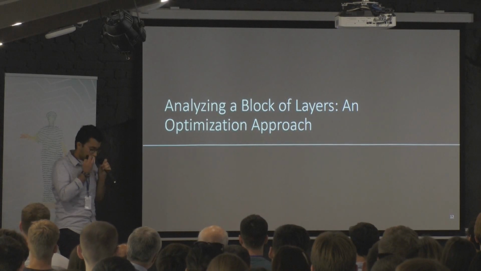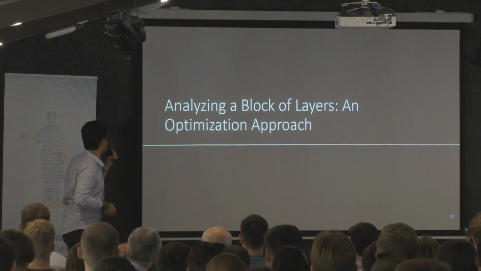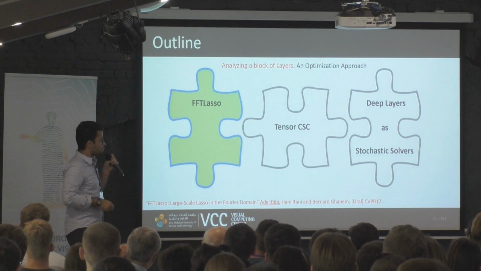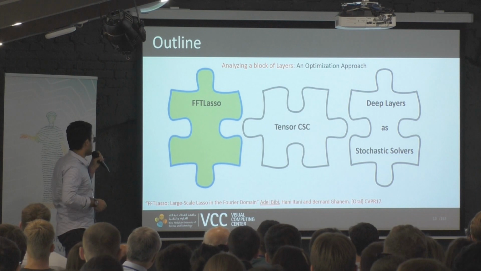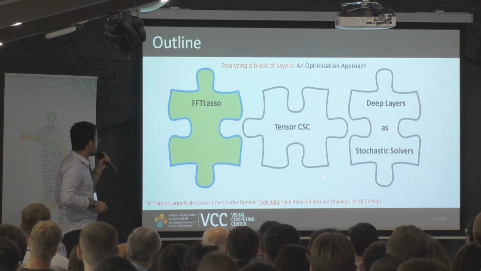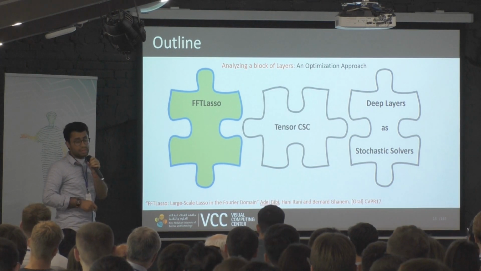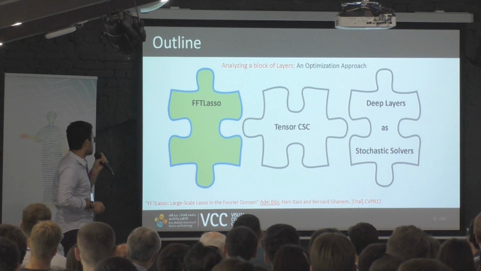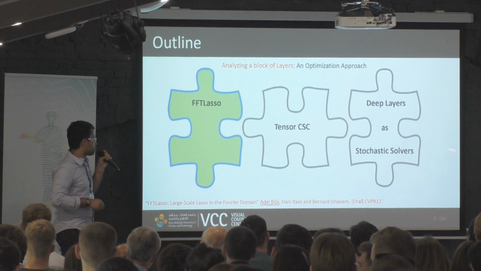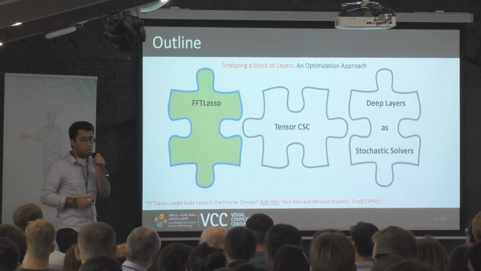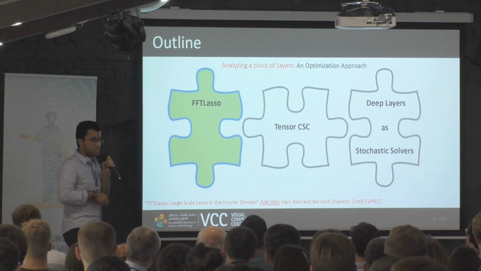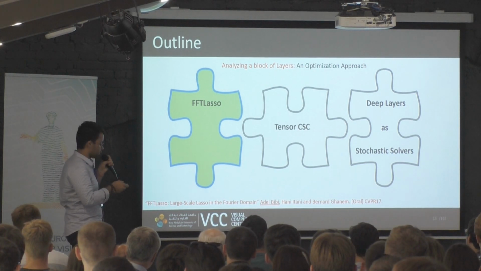I'd like to analyze a block of layers in deep neural networks from an optimization perspective. Okay, so the presentation will go as follows. I'll present first FFT LASSO, and then I'll jump to tensor convolutional sparse coding, which from the first perspective has nothing to do with deep learning. But then at the far end, we will connect those two pieces together to build a formal model to describe this block of layers in deep neural networks. So you should not expect to see any deep models from now until we reach the last piece of the puzzle.